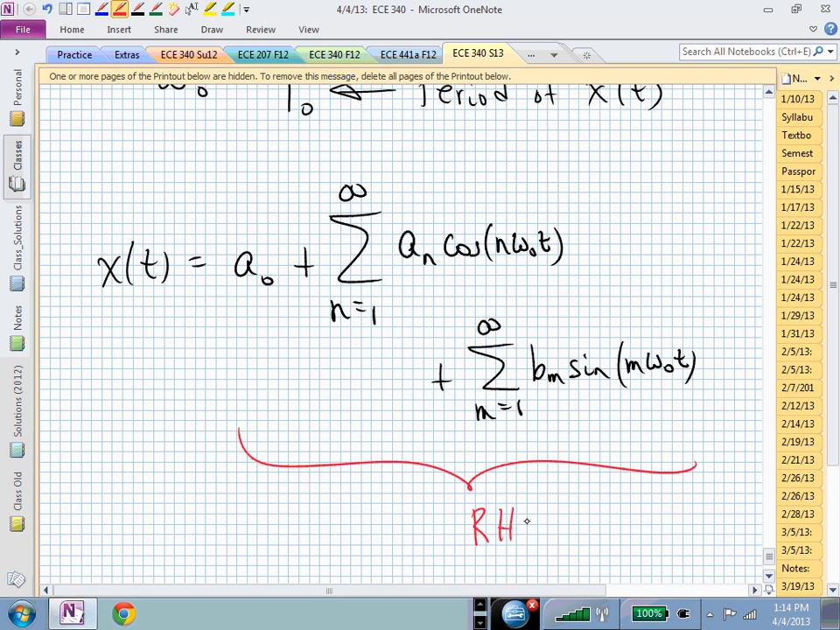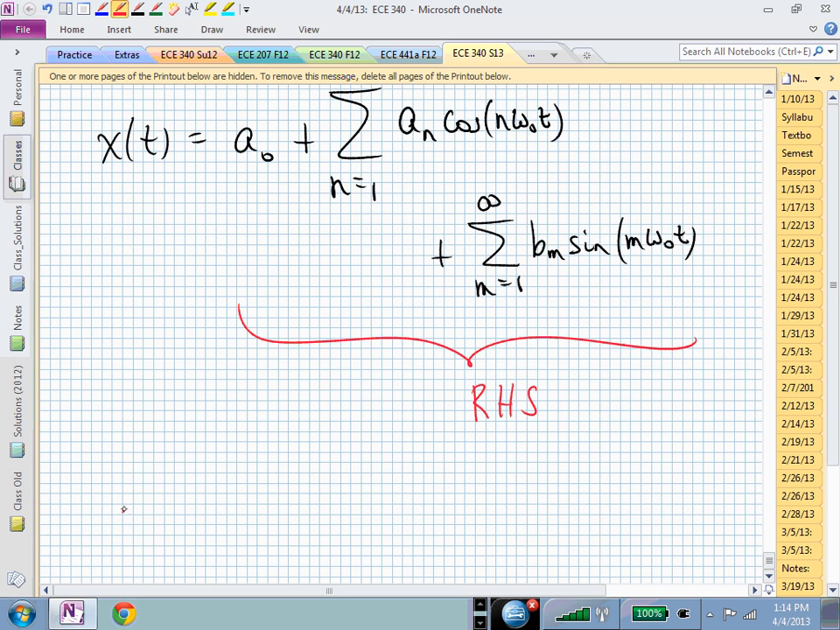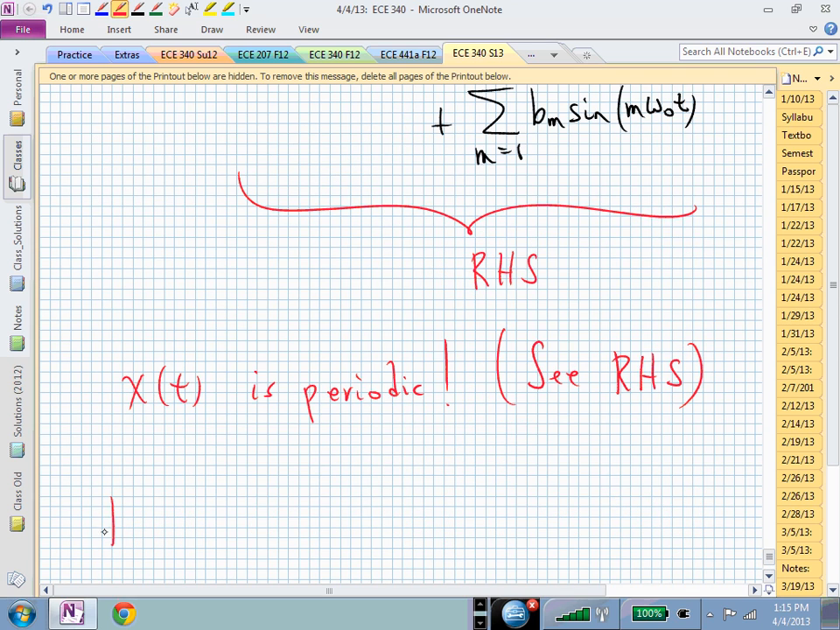Hopefully it's clear, if I call this the right-hand side, that you initially said that x of t was periodic. Well, now that right-hand side is also periodic, and so you haven't violated the fact that x of t is periodic. The right-hand side is preserving that information also. You have now kept this signal as a periodic waveform, and again, the period of that waveform is simply t naught, which is 2 pi over omega naught.